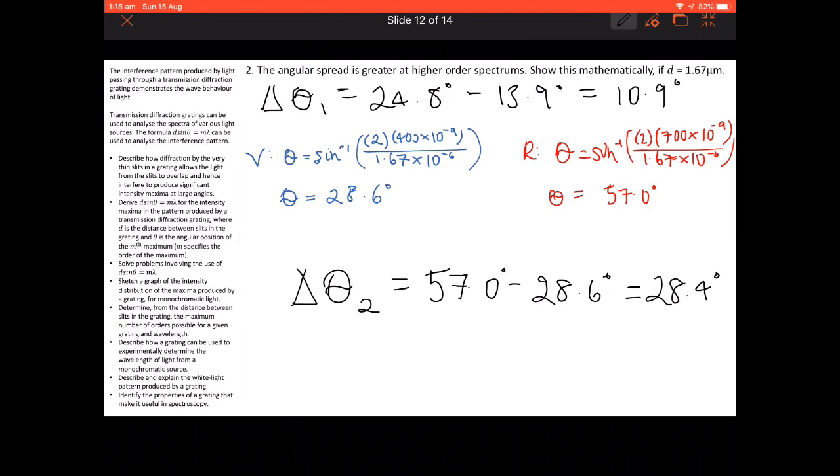So the angular spread of the first order spectrum was only 10.9 degrees, whereas the angular spread of the second order spectrum was 28.4 degrees. So the amount that the second order spectrum is spread out is much larger than that of the first, and that is the same for each higher order. It's always larger than the previous one.